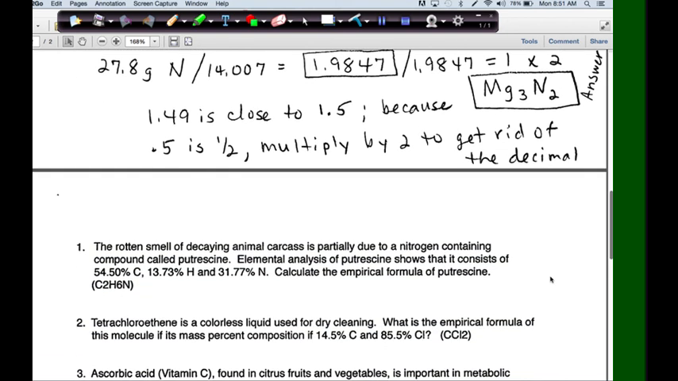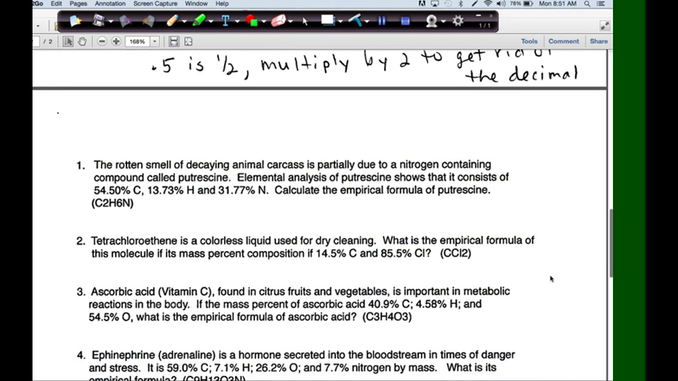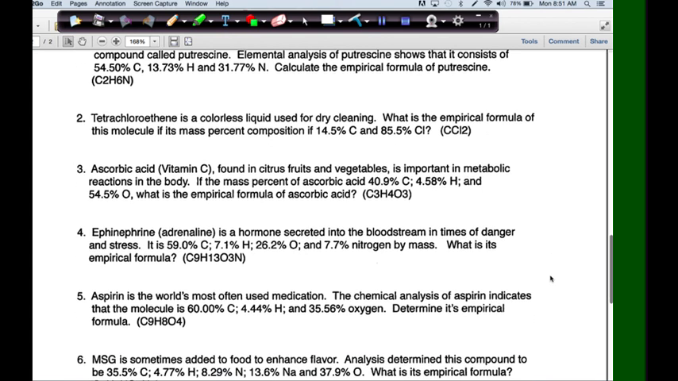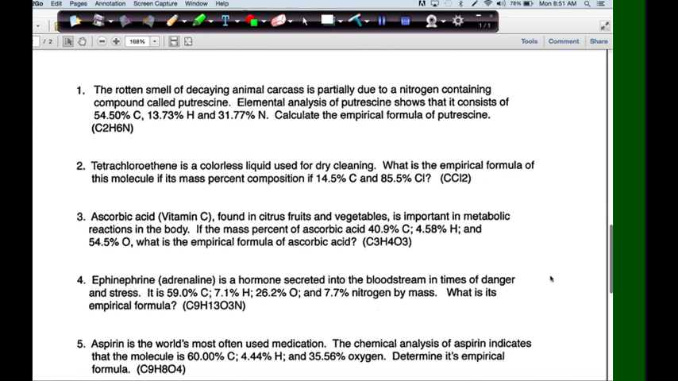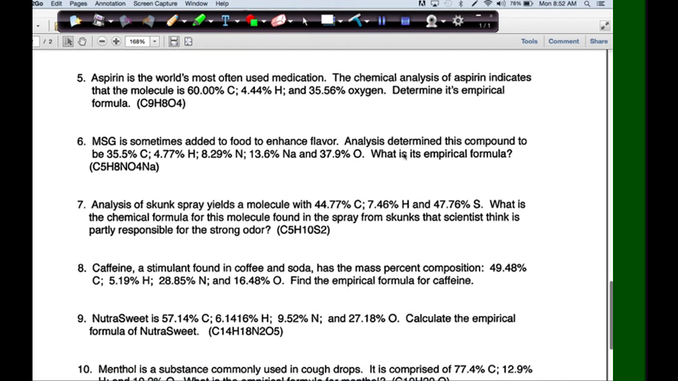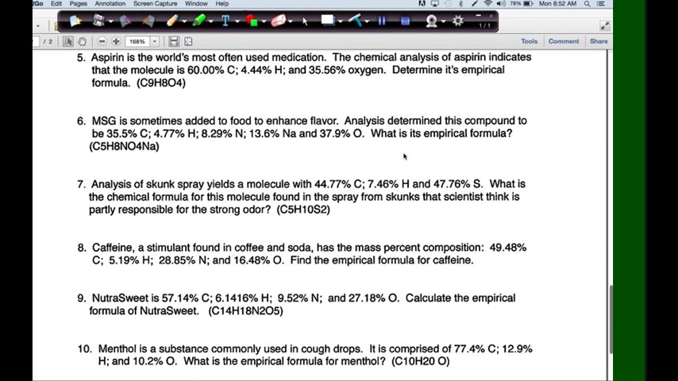For the remaining problems, you'll follow the exact same steps. You'll see that the answers are in parentheses, and you have to show how you get your answer. Just writing down the answer will get you 0 points. So you want to go through the steps. There's not enough room, so you will need notebook paper, and you want to show all of your steps for how you get the following formulas.